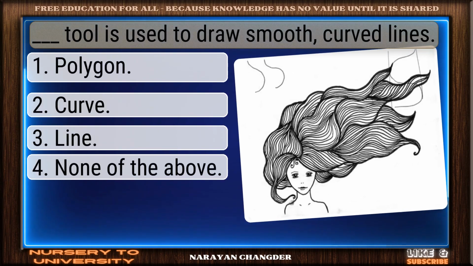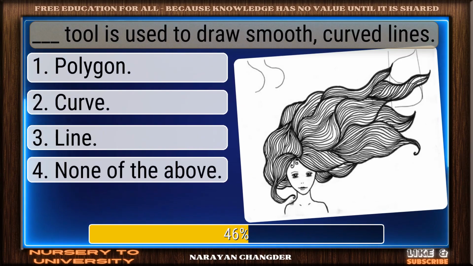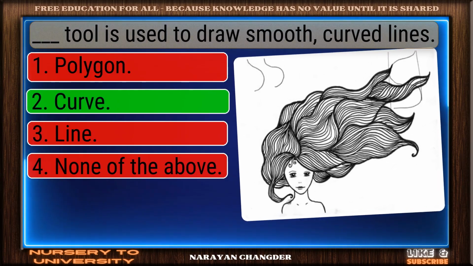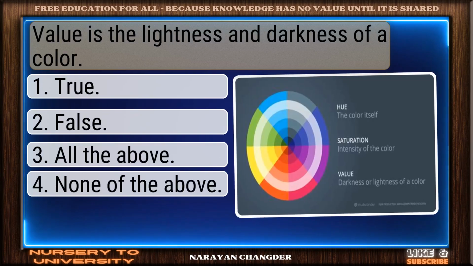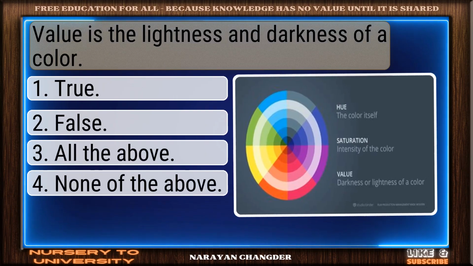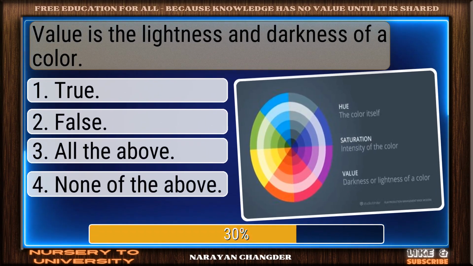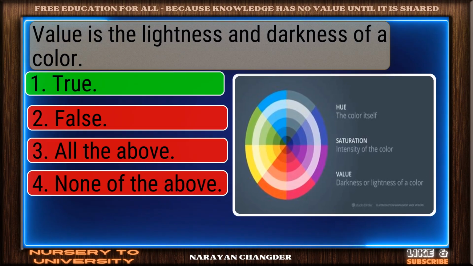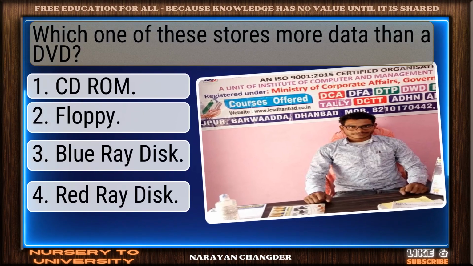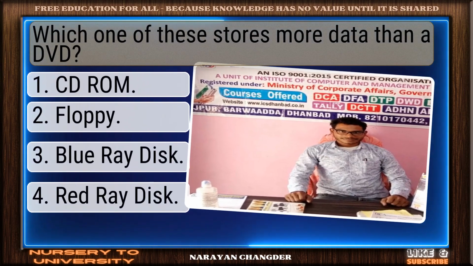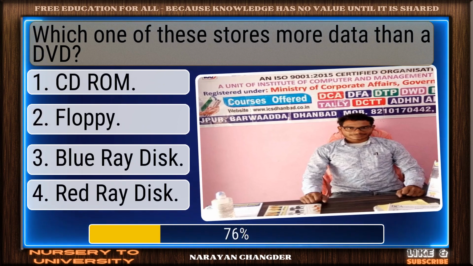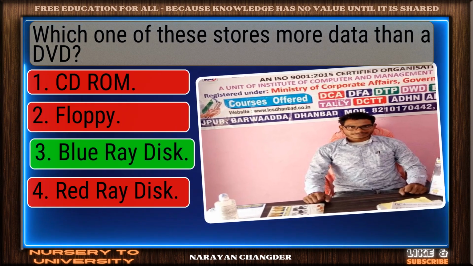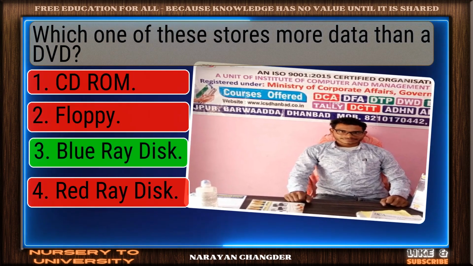Dash tool is used to draw smooth, curved lines. Nicely done. Curve is solid. Value is the lightness and darkness of a color. Good job. True works well. Which one of these stores more data than a DVD? Strong choice. Blu-ray disc is right.